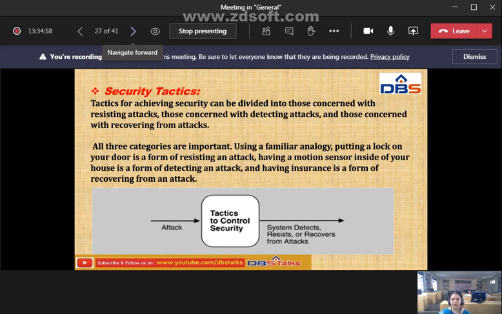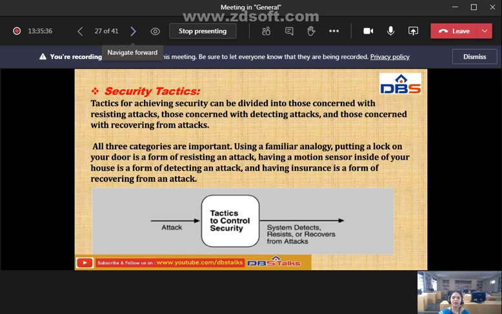Now we are going to discuss security tactics. Security means, in general, avoiding unauthorized access. In a single sentence we can call it avoiding unauthorized accesses and providing better services to the legitimate users or authorized users. That is what security actually is. And we can define it in detail here.